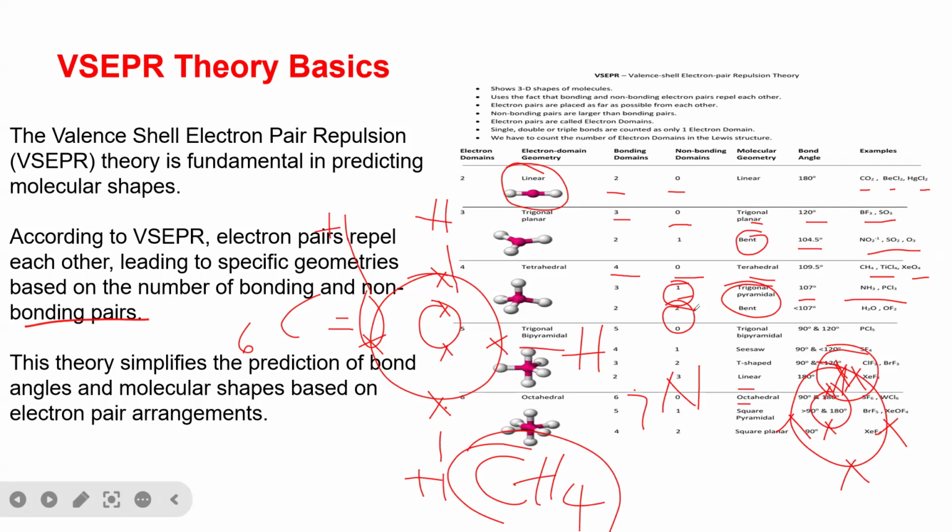So, ladies and gentlemen, I think from here you can see that it is very clear. This theory simplifies the prediction of bond angles and molecular shapes based on electron pair arrangement. That is the meaning of valence shell electron pair repulsion theory.